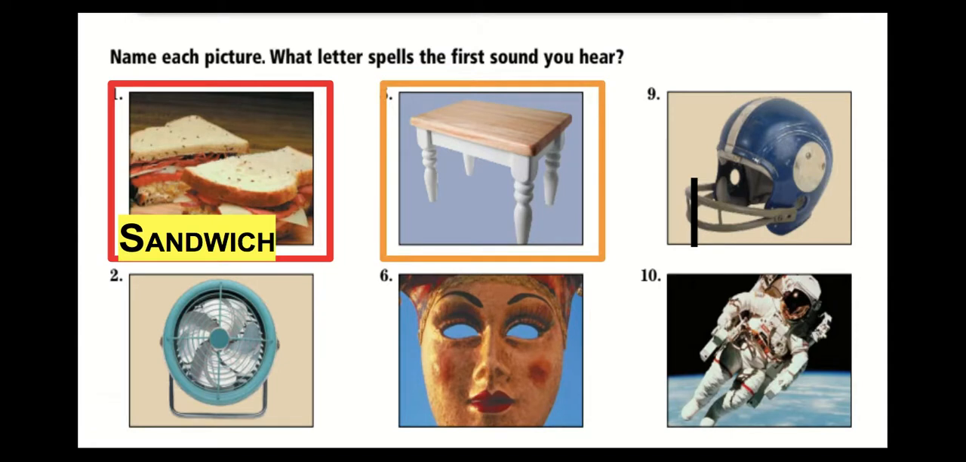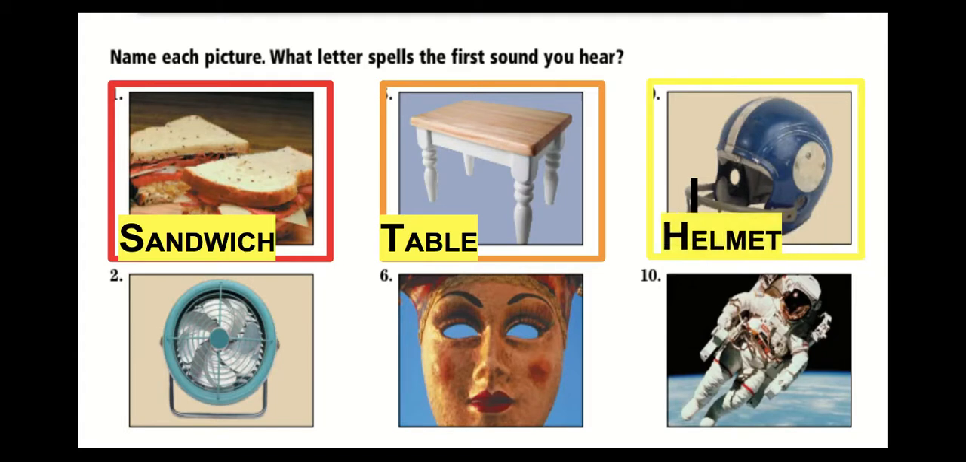Now in orange, we have a table. Table. What letter spells the first sound you hear in table? That's right, letter T. Table. For the third picture here in yellow, we have a helmet. Helmet. So what letter spells the first sound you hear in helmet? That's the letter H. Helmet.